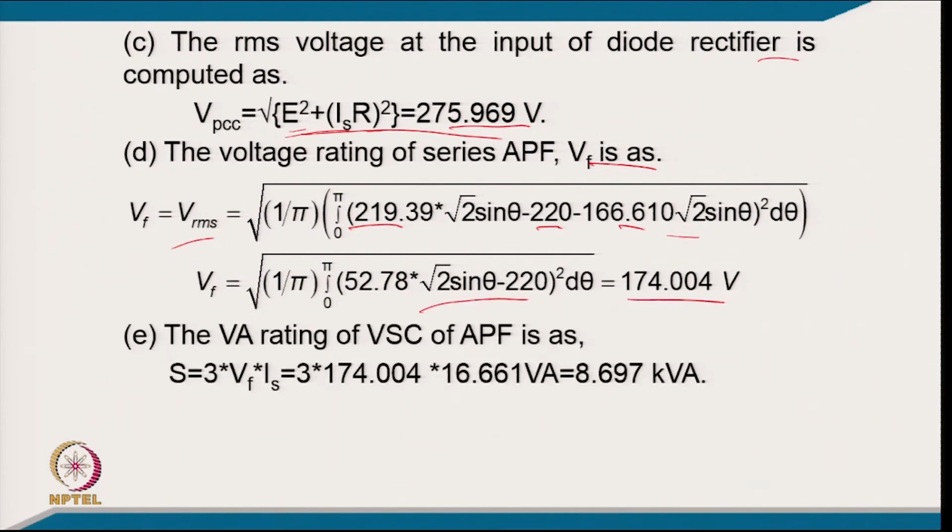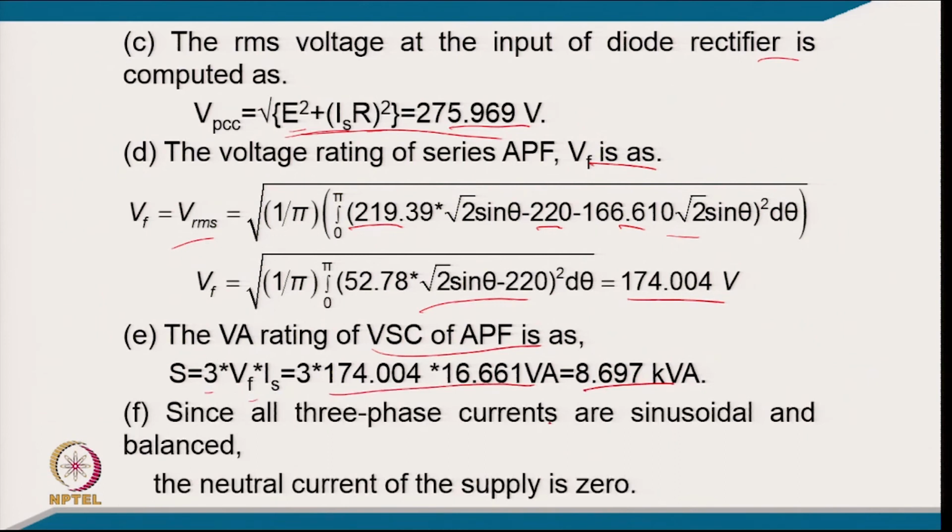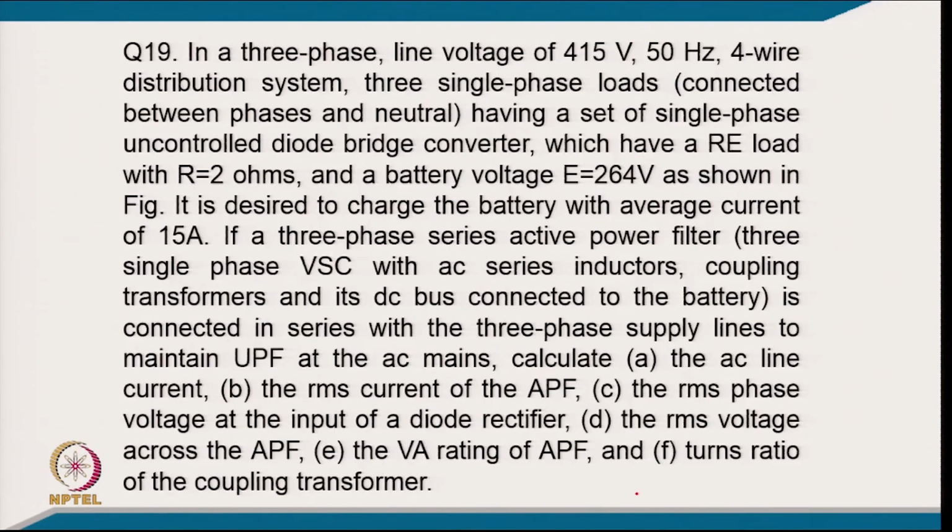175.4004 volt, and the VA rating of the series active filter is 3 into VFIS, so putting in the values it comes to 8.697 kVA. And since all the 3-phase currents are sinusoidal and balanced, the neutral current of the supply is 0.